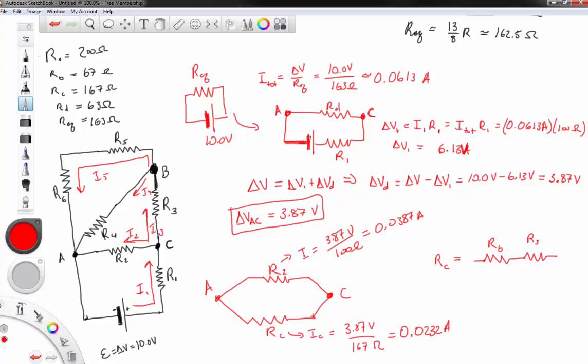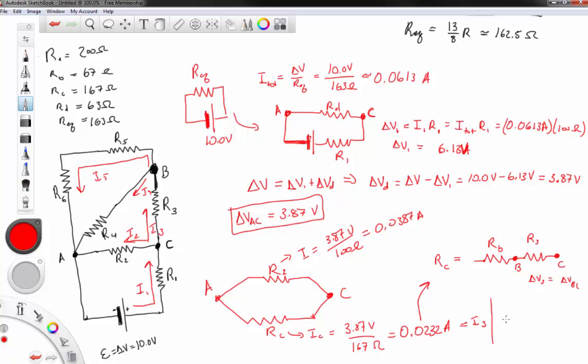Now notice that R3 straddles the points between, or connects the points between B and C. So this is point, let's say B, and this is point C, B and C. So the voltage drop, delta V3, is also equivalent to VBC. The current we've already solved for down here is 0.0232 amps. That's the same current that's got to be flowing through R3. So this is also equal to I3.